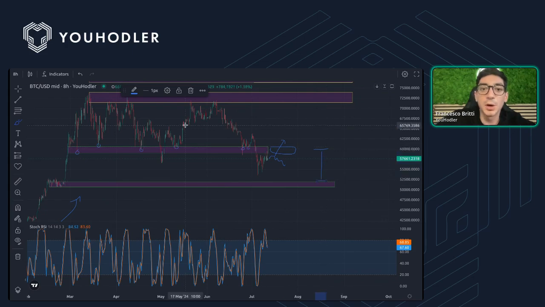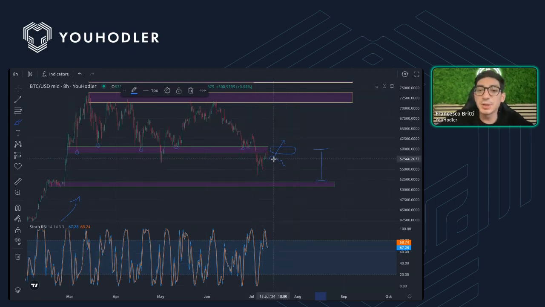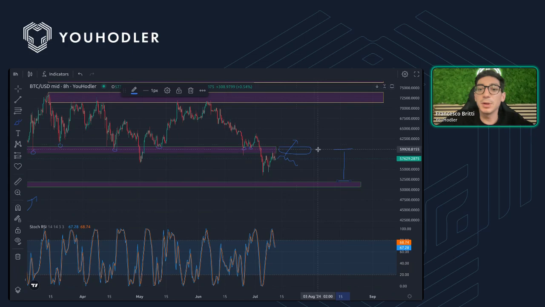So we are not on the 61 and 72 anymore. Now we are on a different zone, and we need to understand if this resistance is going to hold strong or if the support is going to hold even stronger. So to do that, we need to go and analyze the liquidations and where the bigger amount of money is, if it's at 60K or if it's, for example, at 53,000.